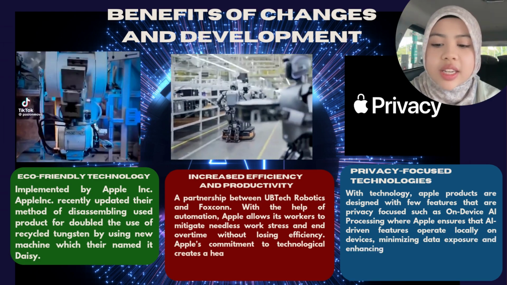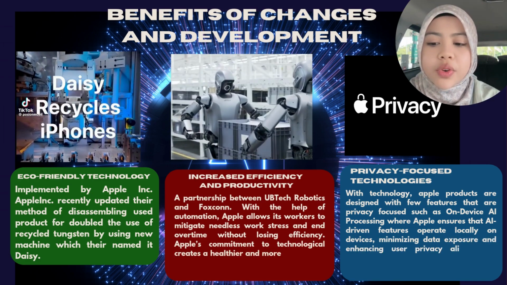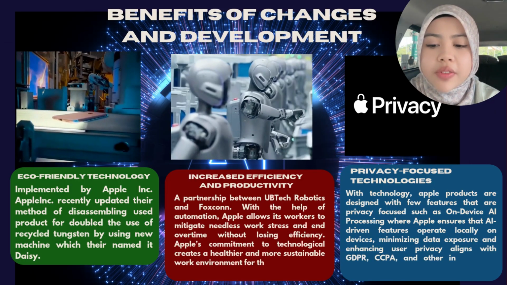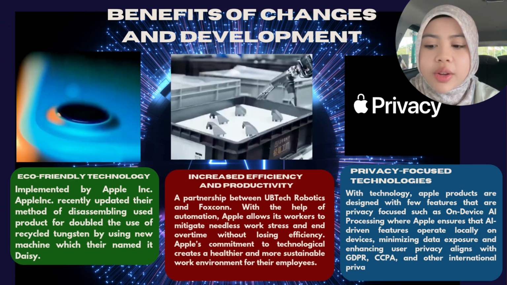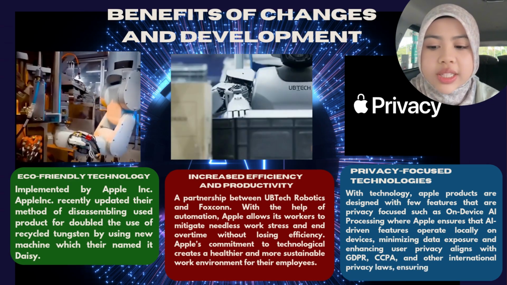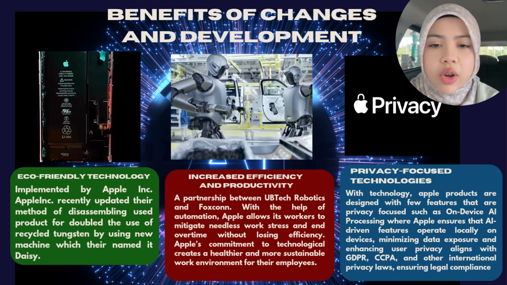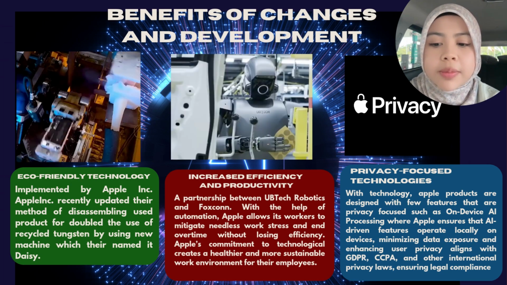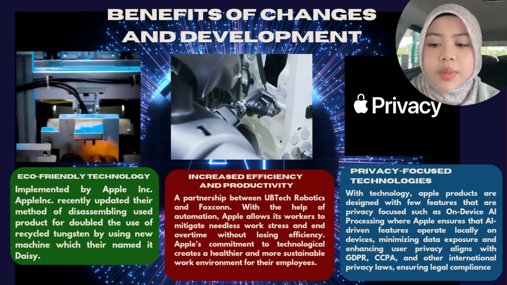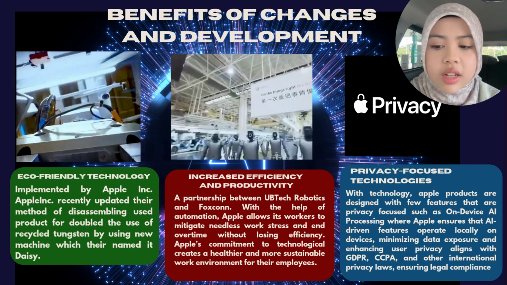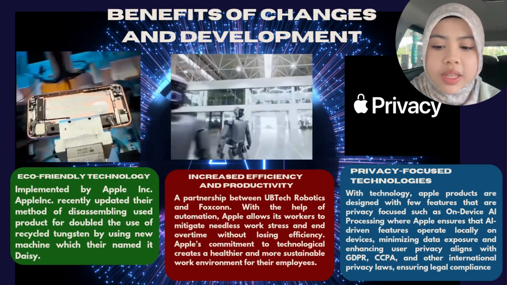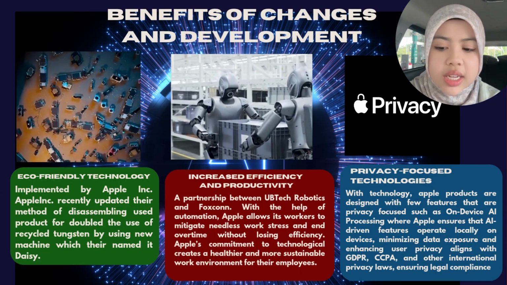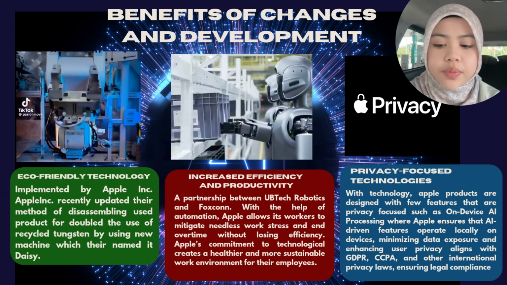materials. Next, technological development has improved work-life balance for Apple's employees. Apple's manufacturing partner Foxconn works with UBTech Robotics to introduce automation on the production line. These robots help solve labor shortages, increase product quality, and reduce the need for overtime. This means employees can focus more on creative and strategic tasks instead of repetitive work.